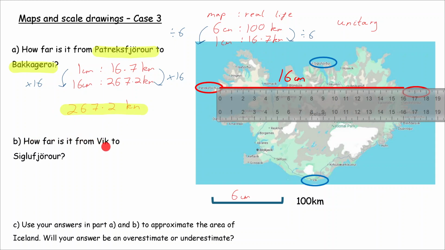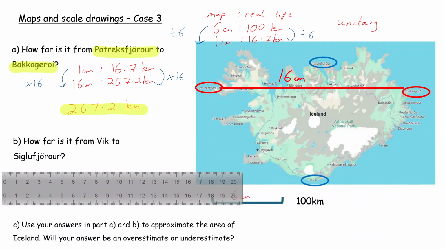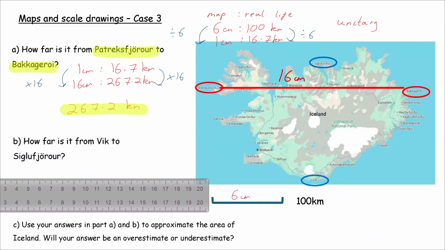How far is it from Vic to this place up here, which is the most southerly place to the most northerly place? So let's go and draw that line in a different colour. Let's move our ruler out of the way. Let's go and put it over here for the time being, just get it out of the way. And let's do this in blue, I think. And let's go and do a straight line, so from this place here down to Vic.